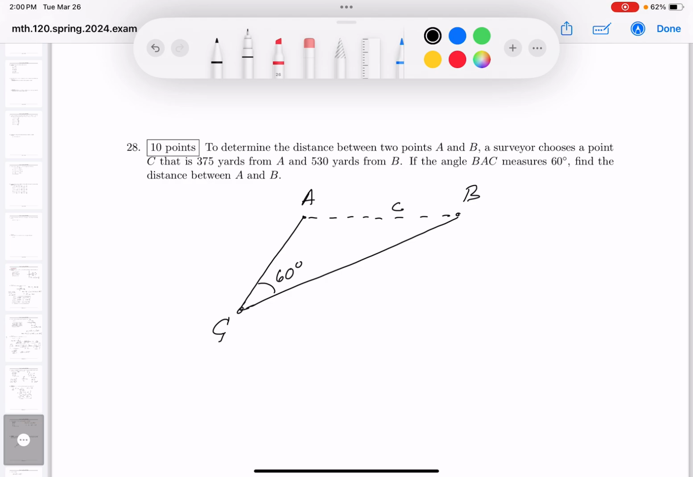and they want to know this distance over here, which I'm going to call letter c. This side over here is side a. It's opposite angle A. And this side over here is side b, which is opposite the angle B. Now, the distance between B and C, I have to read that again. It says over here, determine the distance A to B. Surveyor chooses a point C that's 375 yards from A. I'll put this over here. They're in yards, by the way. And from, maybe I made a mistake over here. Surveyor chooses a point C that's 375 yards from A and 530 yards from B. I'll put this over here. And that's yards, by the way.